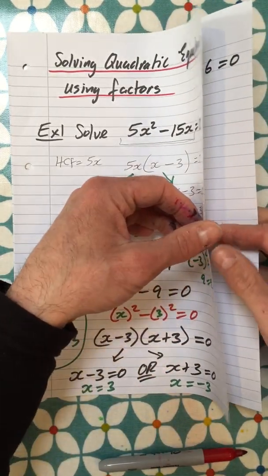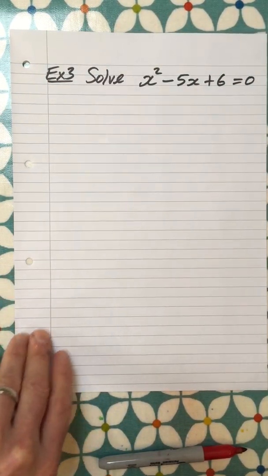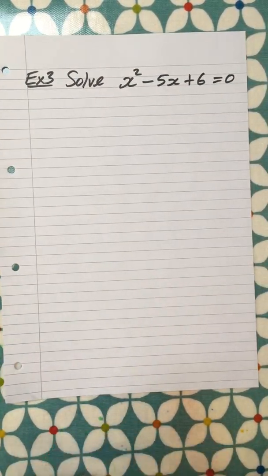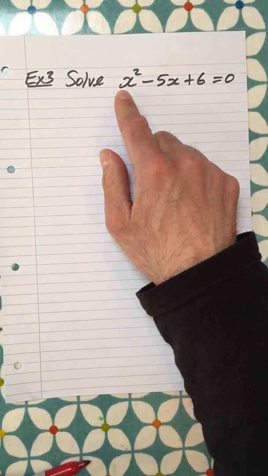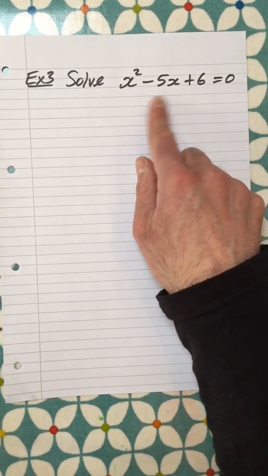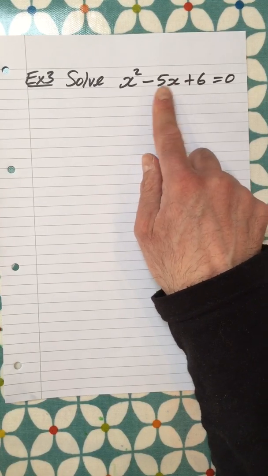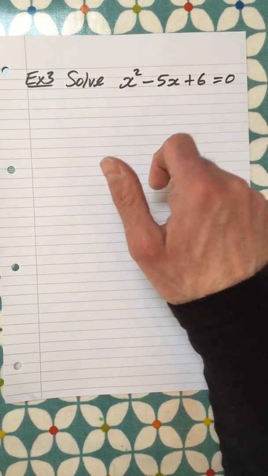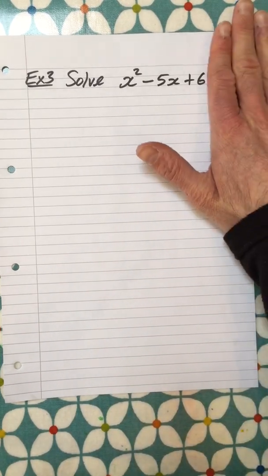I have a third example in this video. Example 3. Here is another quadratic. It's a quadratic because it has an x squared and it has an equals sign, a quadratic equation. We simplify if possible. We cannot simplify this anymore. We make sure it's equal to 0. This is equal to 0.